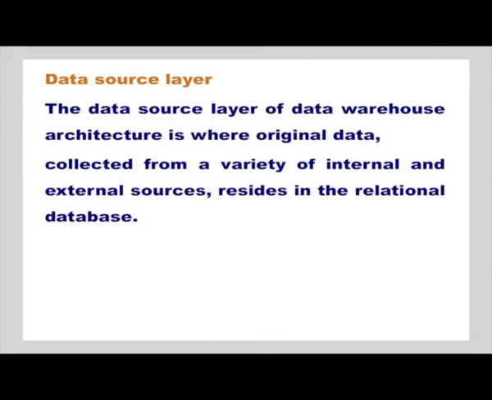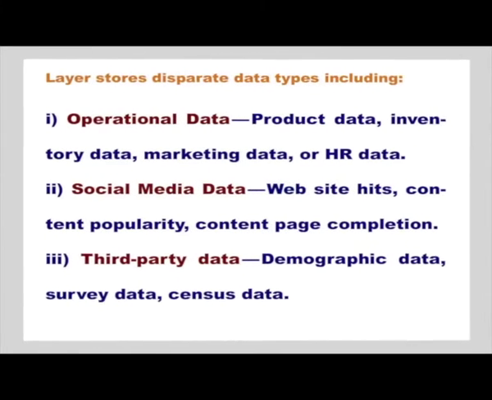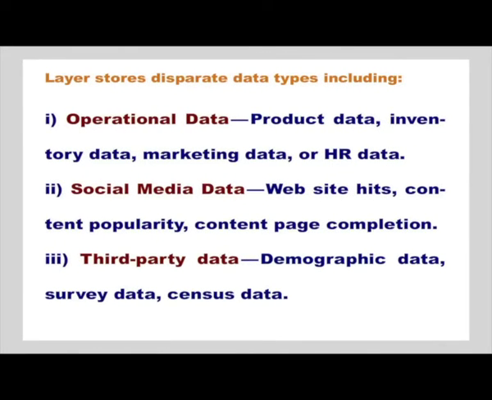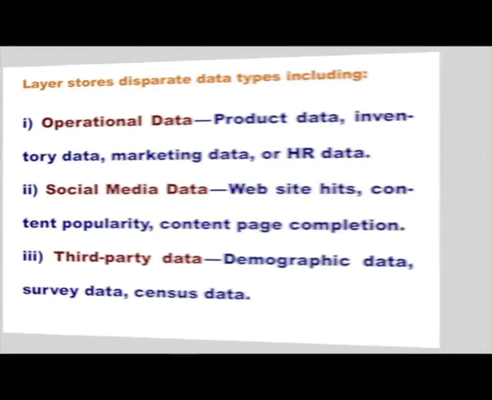Let us see about the data source layer and its function. The data source layer of data warehouse architecture is where original data collected from a variety of internal and external sources resides in the relational database. This layer stores disparate data types including operational data, for example, product data, inventory data, marketing data or HR data. Next, social media data, for example, website hits, content popularity and content page completion. Third, third party data, for example, demographic data, survey data and census data.